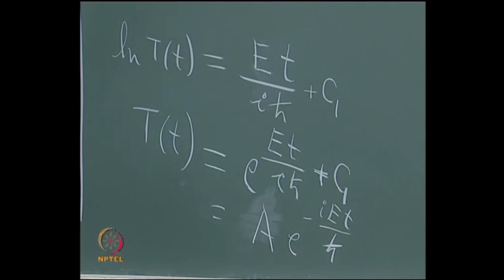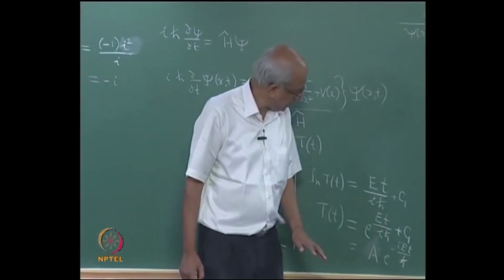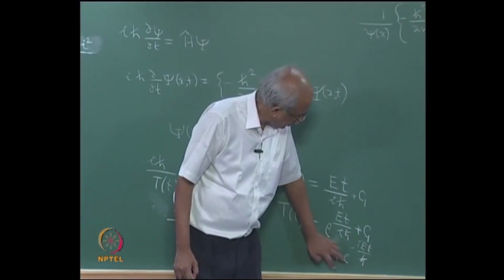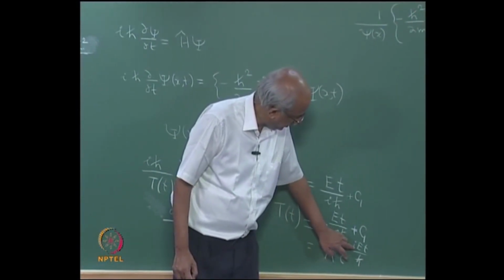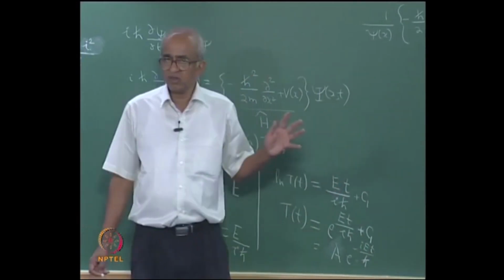So, what is it that I have done? I have solved and found what capital T should be. It has a very simple appearance. It is just a constant multiplied by e to the power of minus iEt by h cross, that is all, a very simple function.